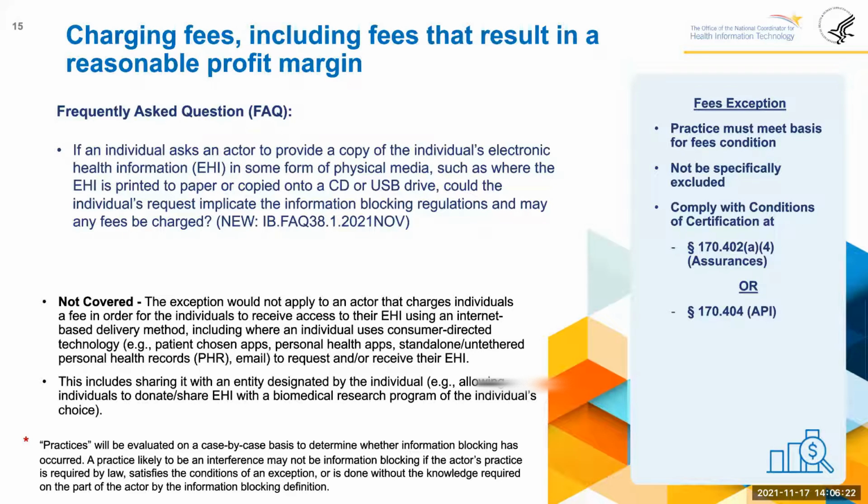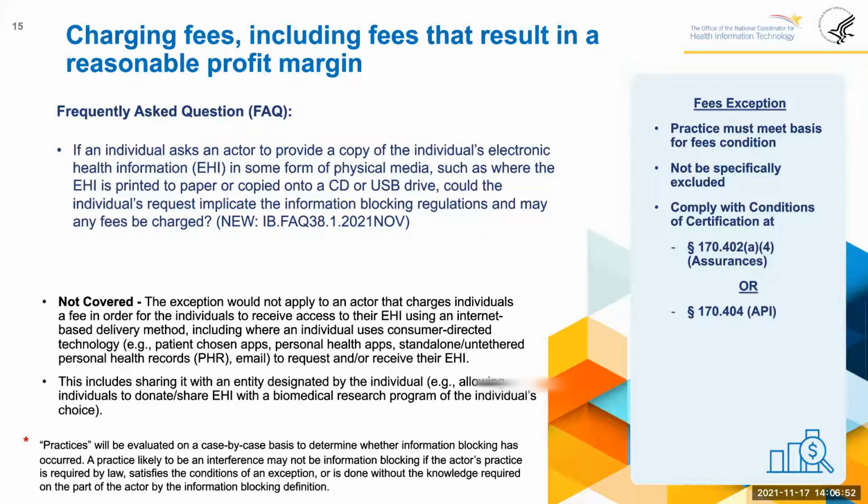is that our interpretation of the info blocking definition said that any fee could be an interference, but obviously certain fees should be able to be charged in certain situations. So we created the fees exception, but then we went into very much detail about what type of fees could be charged and what fees could not be charged for. So essentially excluded. And then the patient situation is even more unique under the fees exception.